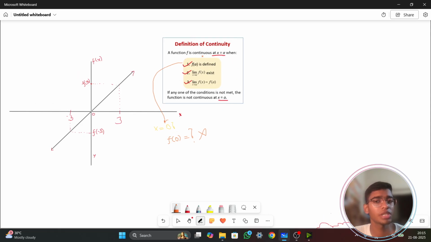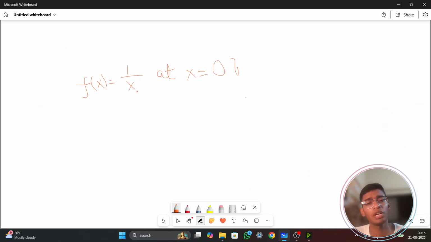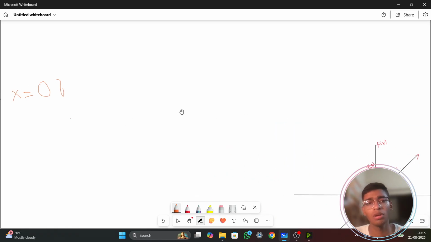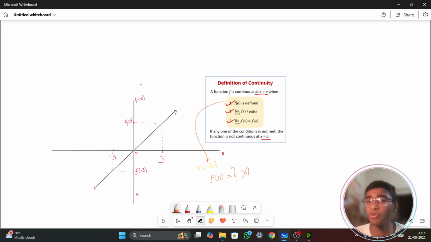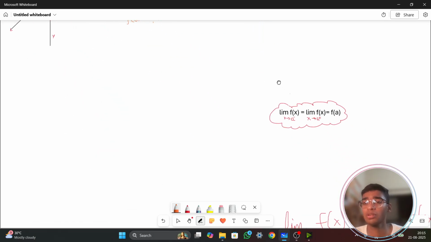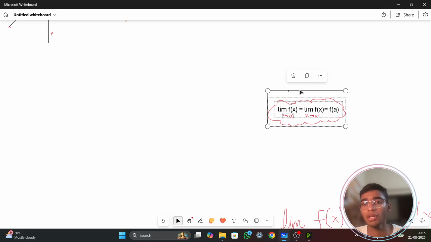First, is f(a) defined? Checking the first property: is f(a) defined? Whenever you put x equals 0, you will get infinity, and infinity is not defined. So from the first condition only, you know that this function is not defined at x equals 0. But this is not how you prove it mathematically. You cannot write English into maths and prove it. You need to show it.